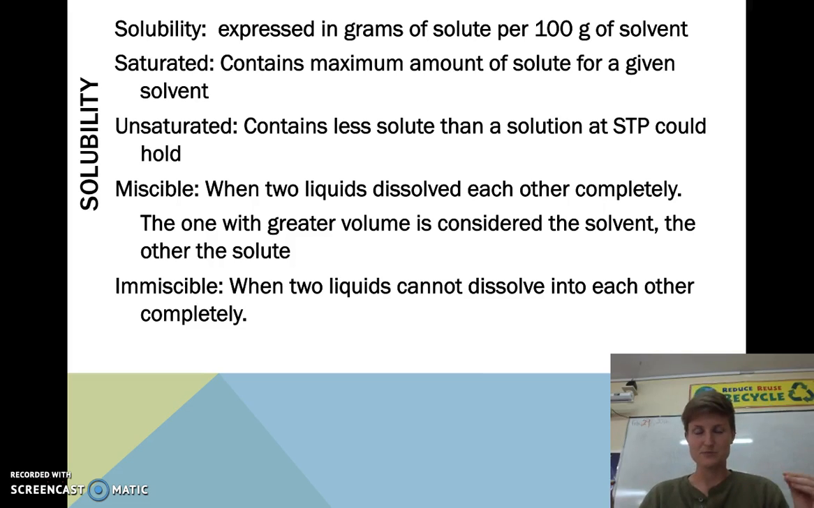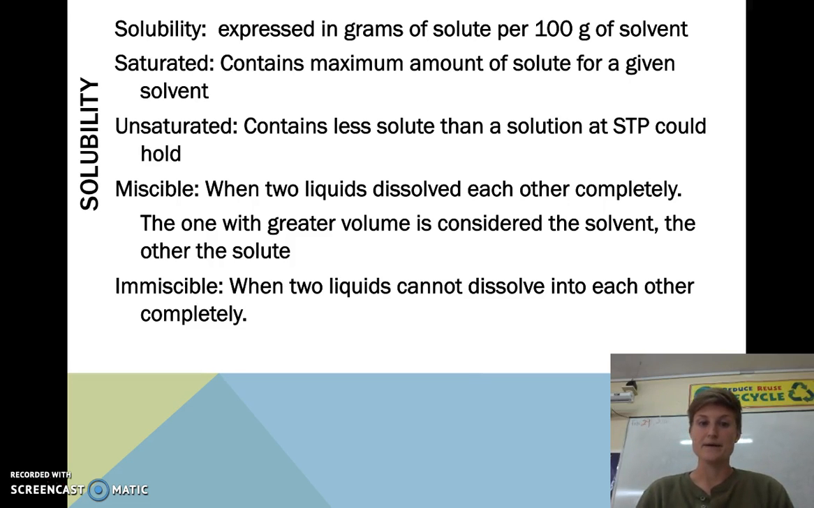If the maximum amount of the solute for a specific solvent is given, then we have a saturated solution. We can't put any more solute into our solution because it'll just stay in the crystal form. Okay, unsaturated means that we don't have enough of that solute yet. We can keep adding more solute and mixing it.